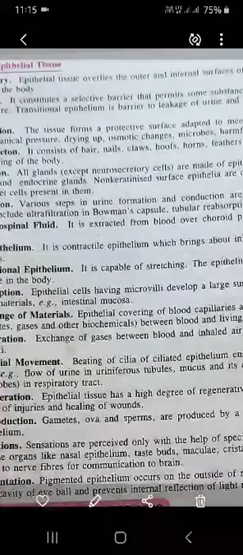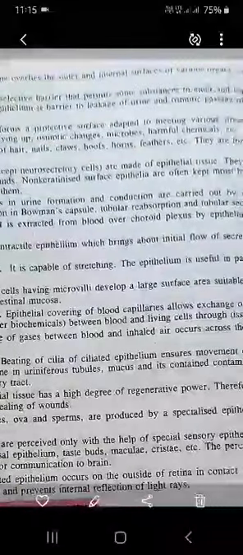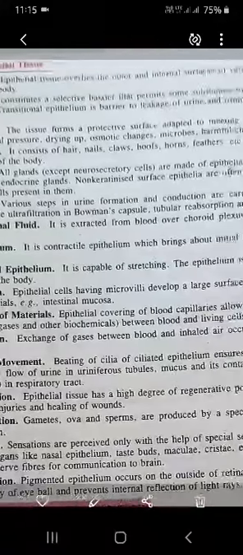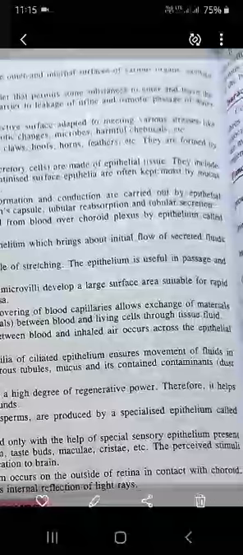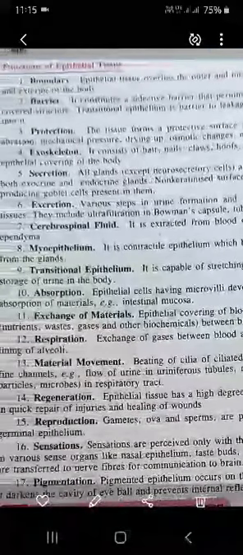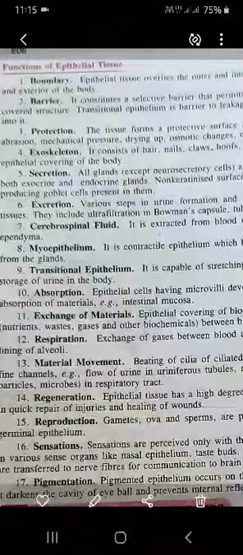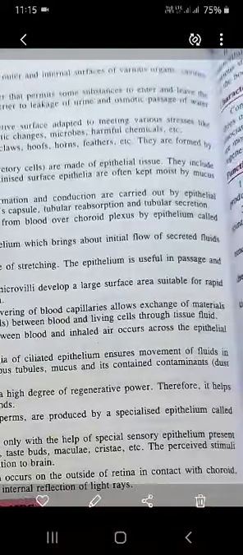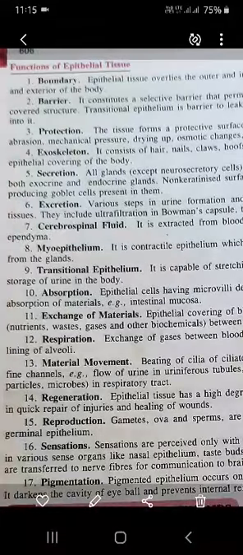Exchange of materials. Epithelial covering of blood capillaries allows exchange of materials, nutrients, wastage, gases, and other biochemicals between blood and living cells through tissue fluid. Respiration. Exchange of gases between blood and inhaled air occurs across the epithelial lining of alveoli. It also helps in respiration.